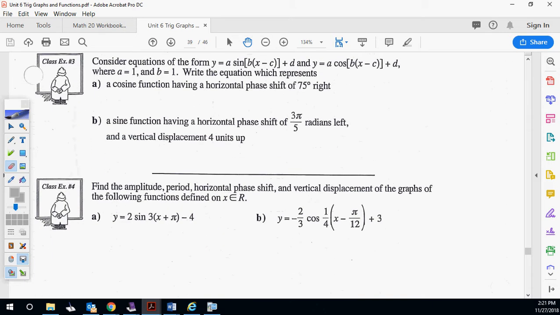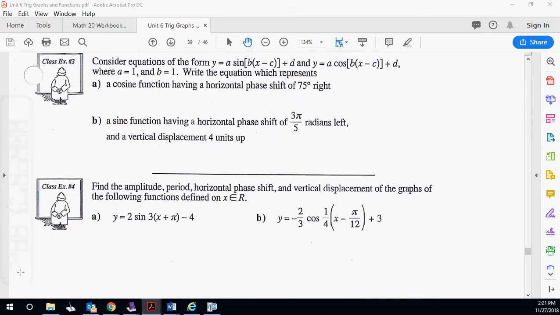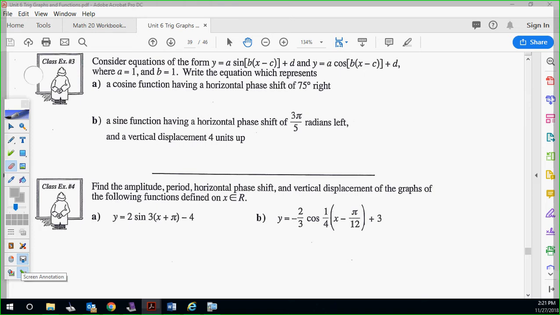Okay. All right, so let's look at these here. Consider equations in the form of sine and cosine, where a is 1 and b is 1. Write the equation that represents a cosine function having a horizontal phase shift of 75 degrees right. So we're going to write cosine. They told me a is 1, okay, so that's cool. So cosine, and then we want to move to the right, so x minus 75 degrees. Yeah, 75 degrees, you put it, that's fine.